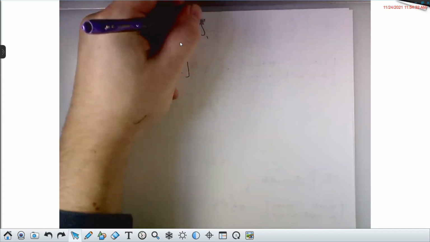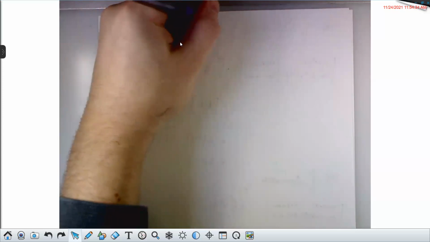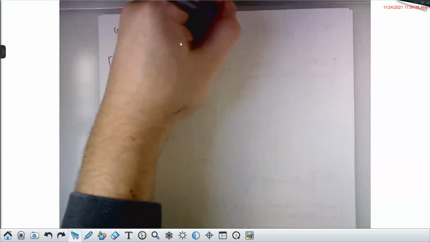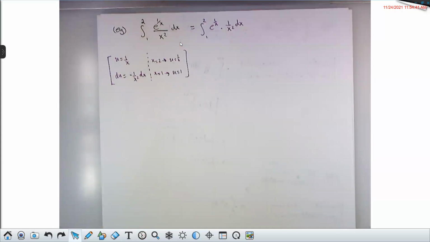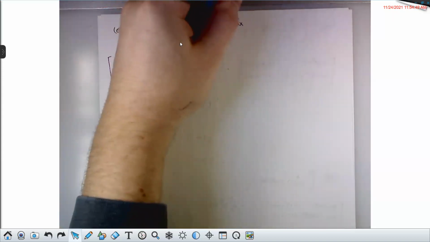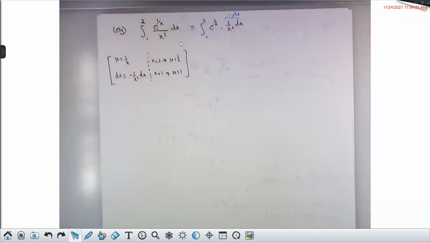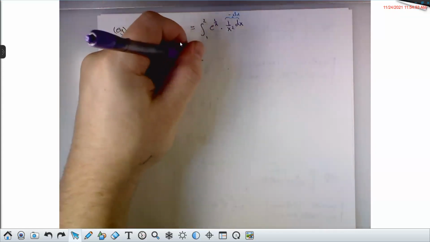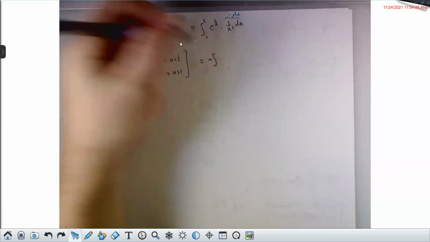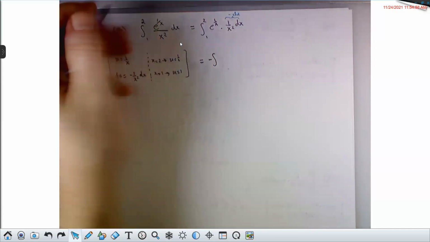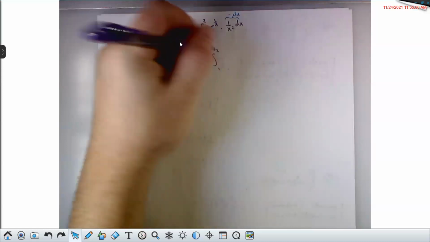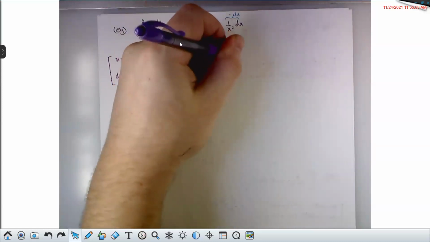I can, before I plug into my substitution, rewrite this as integral 1 to 2 e to the 1 over x times 1 over x squared dx. And you see the 1 over x squared, again, negative du. So this will be negative integral 1 to 1/2 e to the u du.